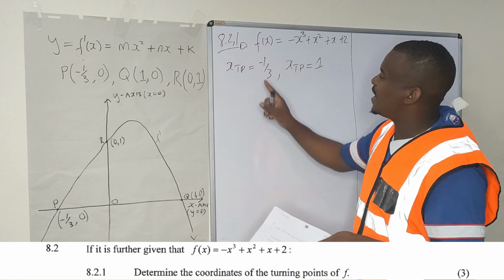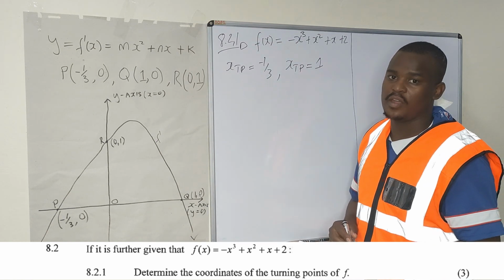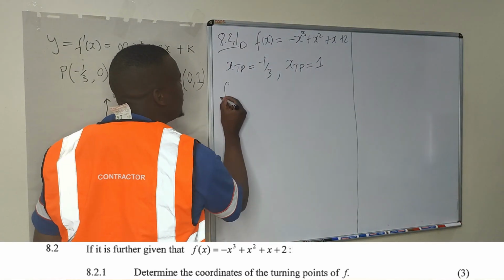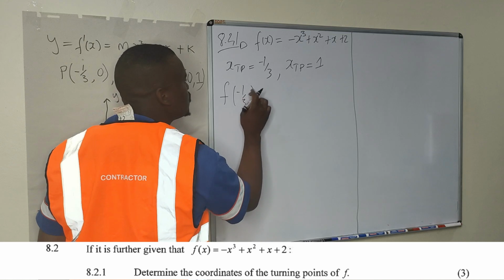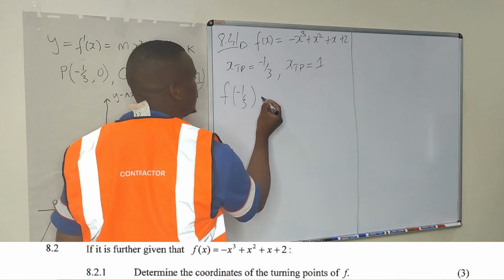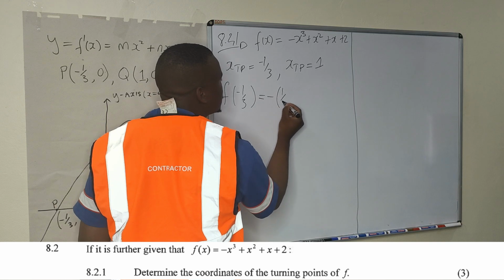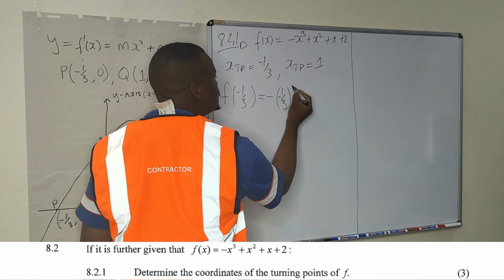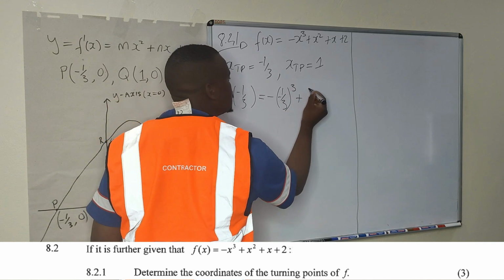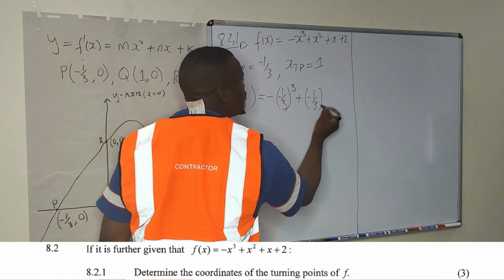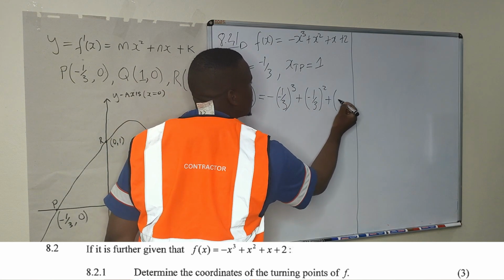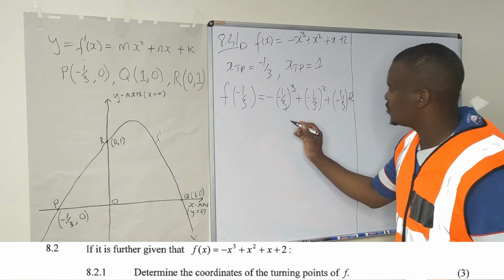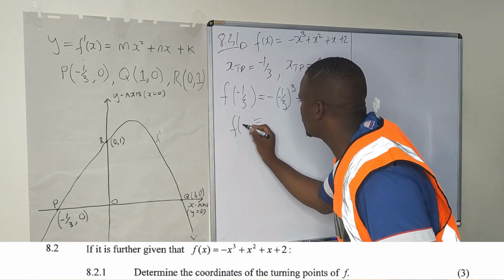Now that you have the x values, what you need to do is find the corresponding y values for each of those x values. That means f at -1/3: just substitute this into the original equation. So (-1/3) cubed plus (-1/3) squared plus (-1/3) plus 2. Then you punch this on your calculator to find f at -1/3.